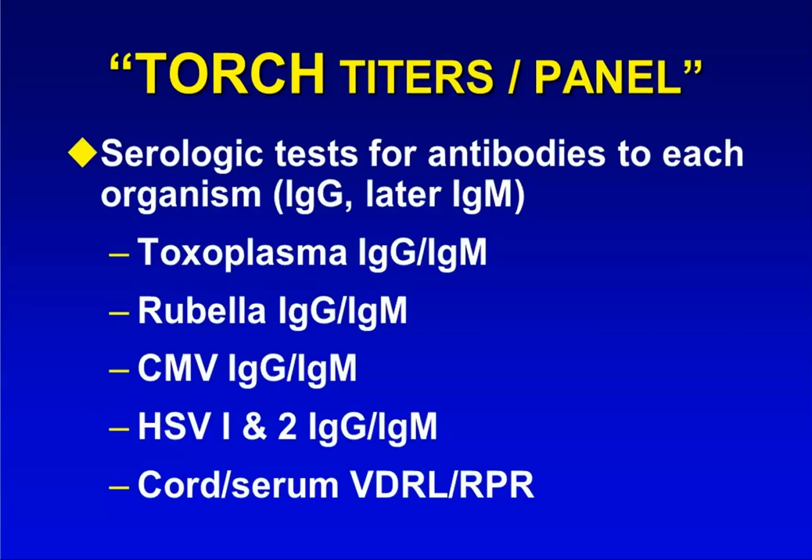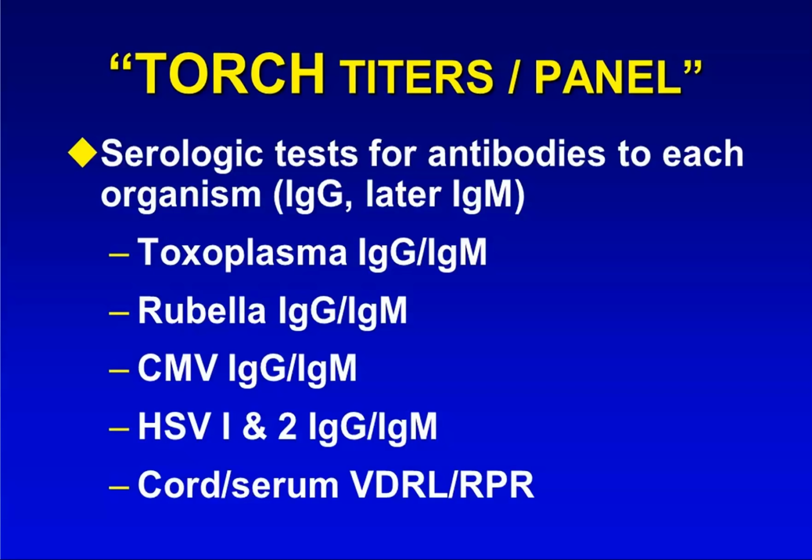Initially they were IgG, and later on, as specific IgM assays were developed, they were incorporated into the panel. So they were for toxoplasma IgG and later IgM, rubella IgG, IgM, CMV IgG, IgM, and even herpes IgG and IgM, and then cord or serum VDRL or RPR for syphilis testing.